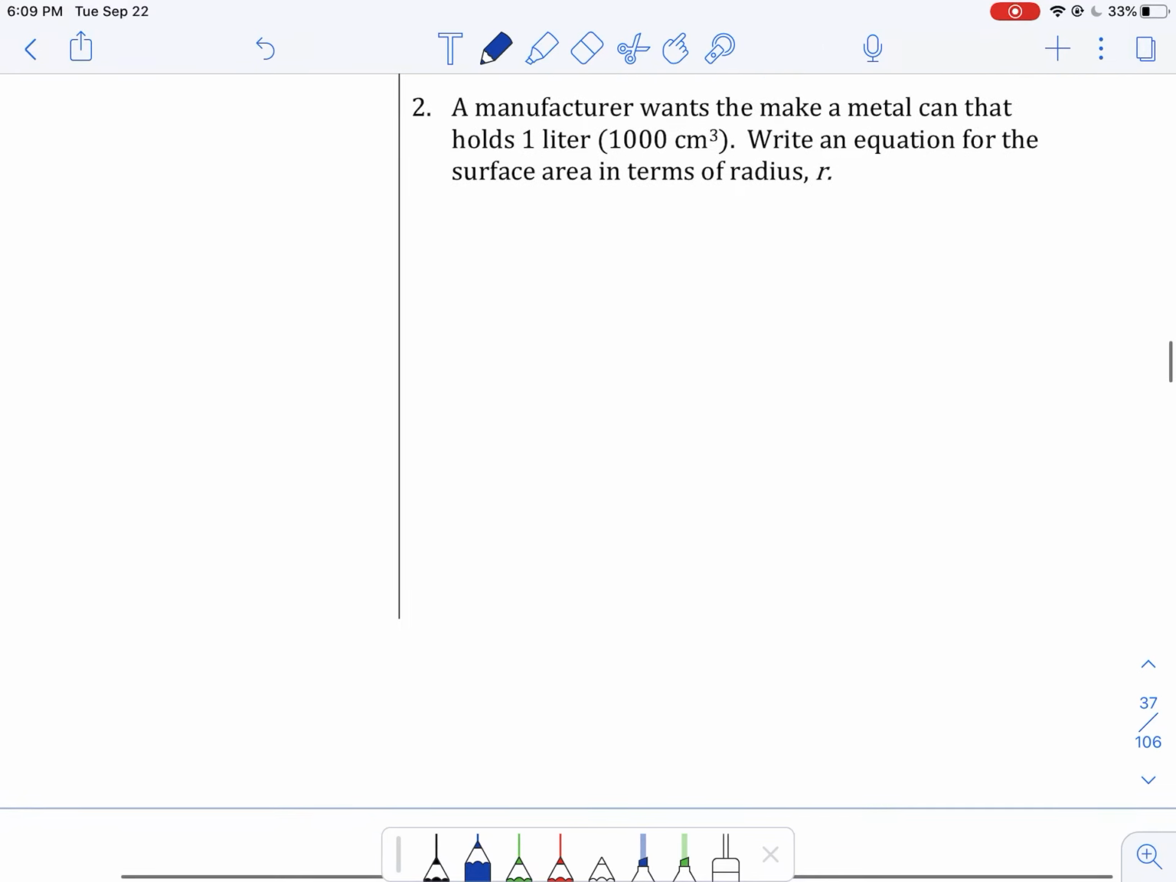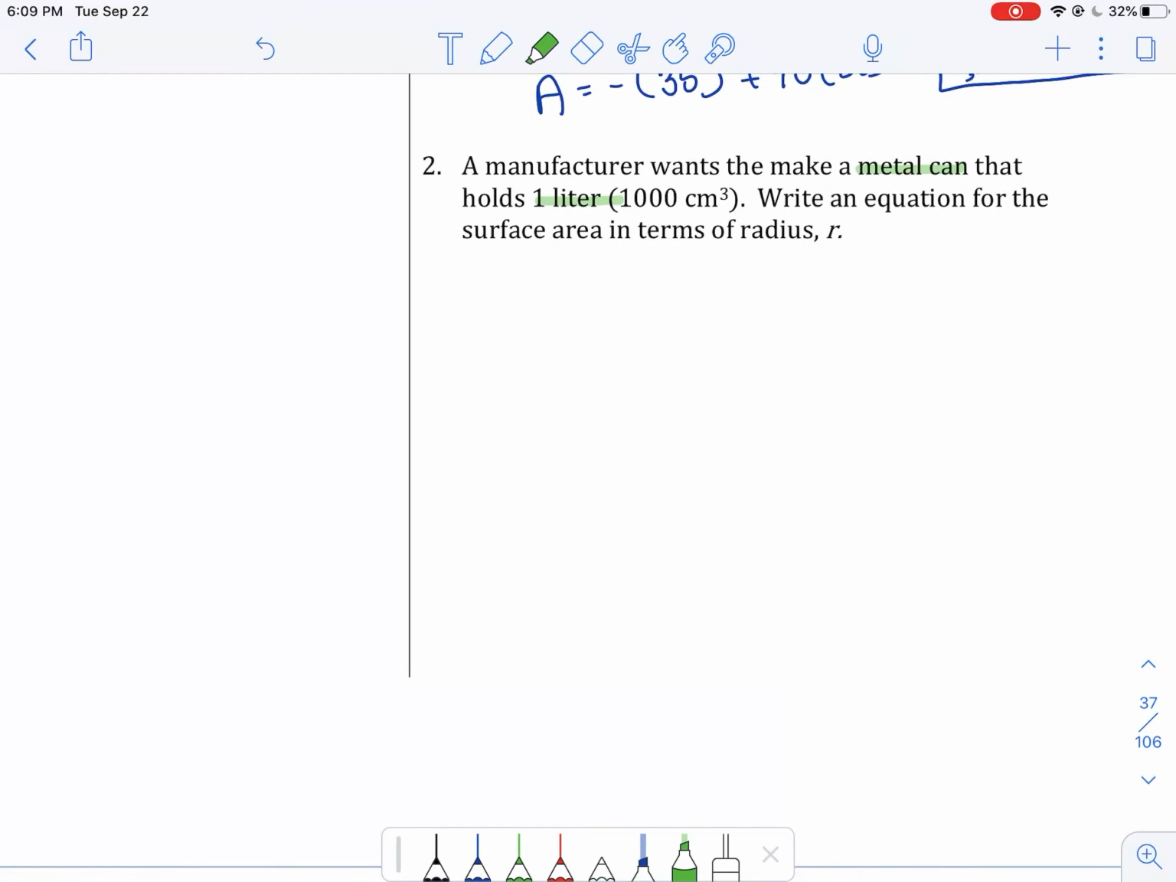For this one, for number 2, the manufacturer wants to make a metal can that holds a liter, which is 1,000 centimeters cubed. Write an equation for the surface area in terms of the radius r. So again, in this case, we're going to be looking at holding a liter, and it's a metal can. And this is the sort of interpretation, again, that not every student thinks is a lot of fun. Metal cans are cylinders, so that's how we know what we're talking about. And then liter is the volume.